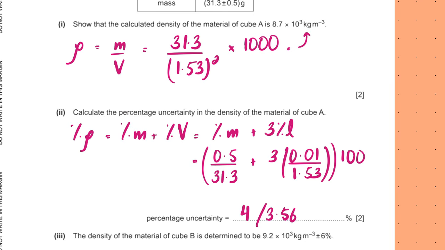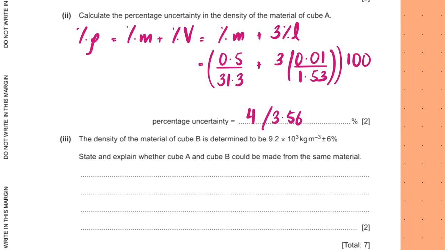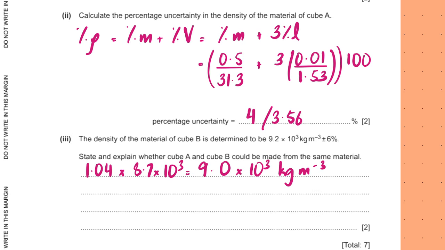So adding 4% basically makes it 1.04. So 1.04 times 8.7 times 10 to the 3. So let's try to do that. So this turns out to be 9.048. So 9.0 times 10 to the 3 kg per meter cube.